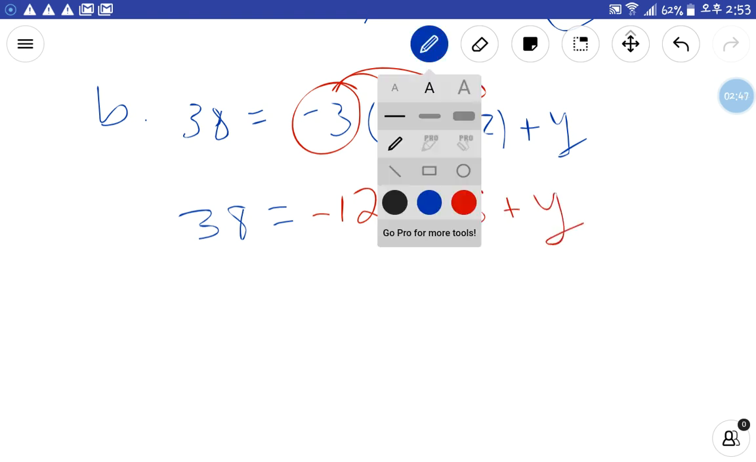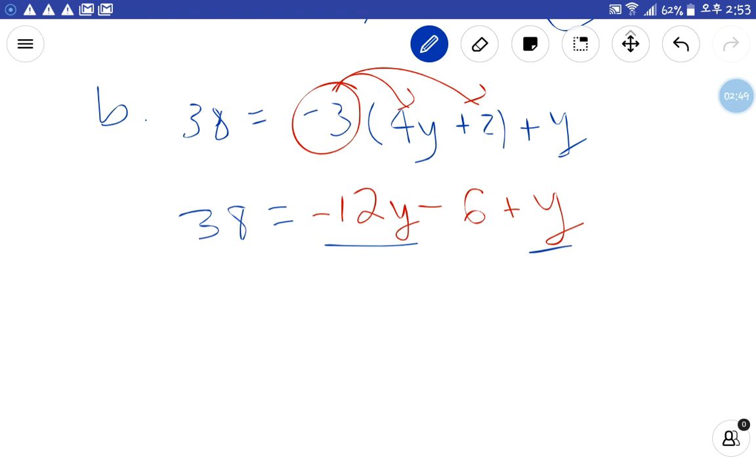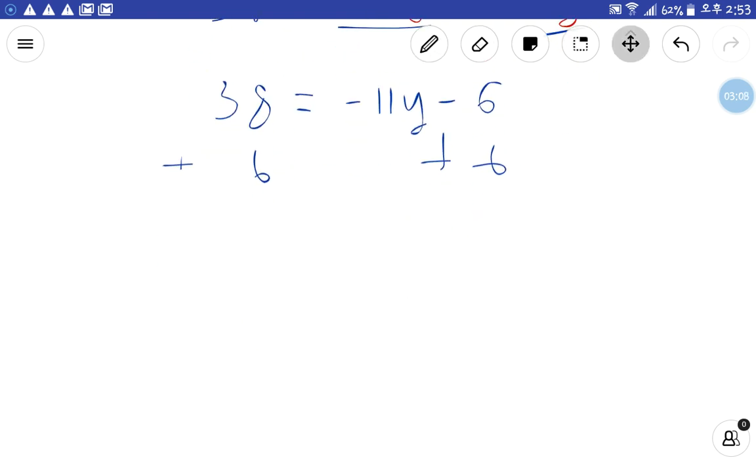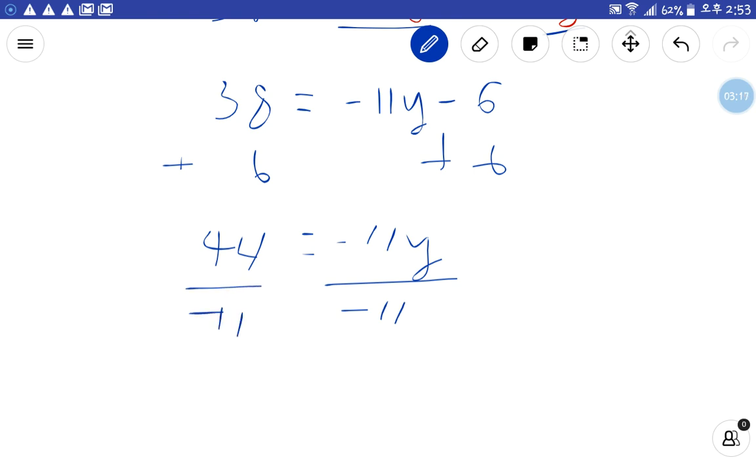Oh, we have 2 y's here, this y and this y. What should we do, guys? We have to combine like terms. So negative 12y plus y becomes negative 11y, minus 6, should be equivalent to 38. Now what? Plus 6 on each side. I got 44 on my left side equals negative 11y. Now what do we do? Divide by negative 11. And my y would be negative 4.